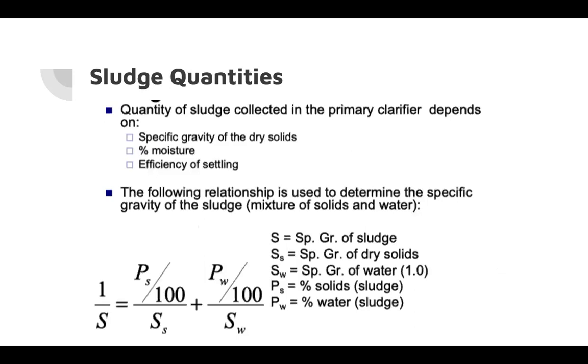As for the sludge quantities, the sludge quantities are measured by the following formula. The following formula includes the specific gravity of sludge, the specific gravity of dry solids, specific gravity of water, percentage of solids, and percentage of water. Also, the quantity of sludge is dependent on specific gravity, moisture percentage, and efficiency of settling. And as you can see, these quantities are shown in the formula.